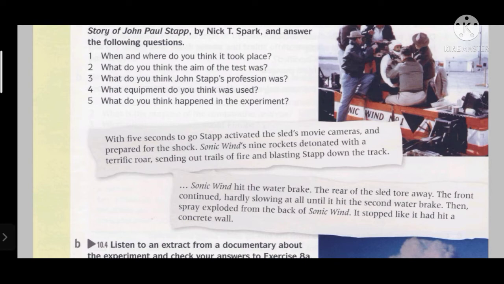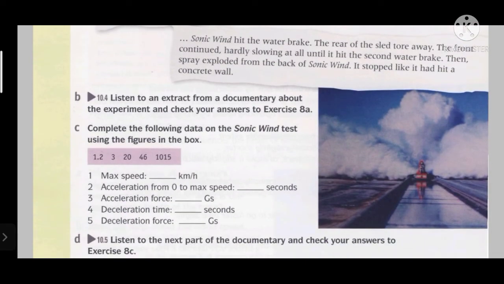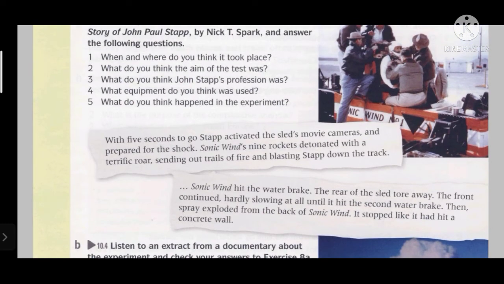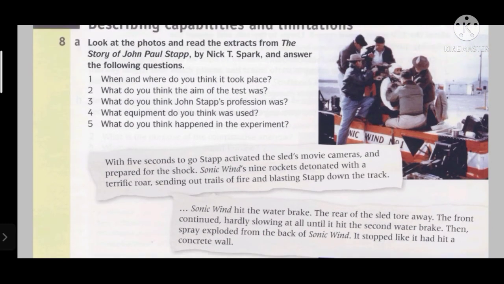Then spray exploded from the back of Sonic Wind. Spray, this is the spray, the white thing you see in the picture. Exploded from the back of the Sonic Wind. It stopped like it had hit a concrete wall. أول ما قام جاي مخبوطة في الووتر بريك التانية دي, وقفت في مكانها كأن لما احنا نكون ماشيين بسرعة كده واندفعنا في حاجة نقوم جايين واقفين في ثانية كده, مش اللي هي تباطأت. يعني السونيك ويند ما قعدتش تتباطأ لحد ما وقفت, لا وقفت فجأة على طول. At the same moment it hit it. Okay, is it understood? Now we're going to read the extract.